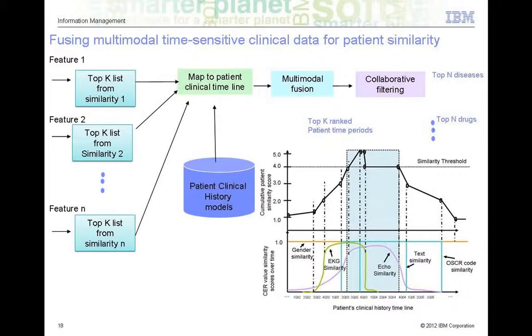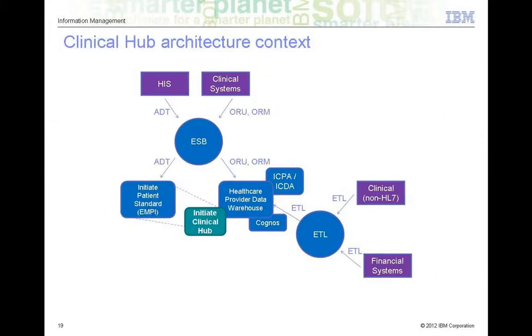So we use the time series to align these people, and then we fuse the information together once we've got that similarity. So that's a key piece to the puzzle. And the last architectural diagram is how this fits into the larger system.